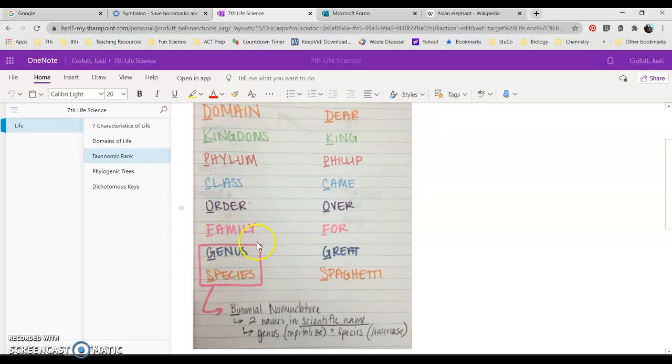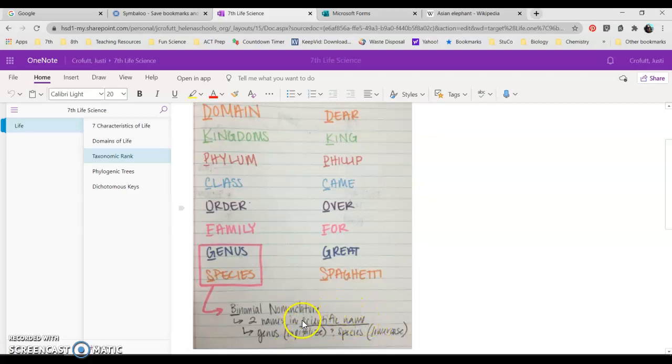Okay. You guys will notice this box around genus and species. We use the genus and the species to form the binomial nomenclature. If you guys think of a bicycle, it has 2 wheels. Well, this binomial nomenclature means it has 2 names. So there's 2 words in the scientific name. You guys probably have heard the scientific name before, but probably not binomial nomenclature. From here on out, we're just going to refer to it as the scientific name.